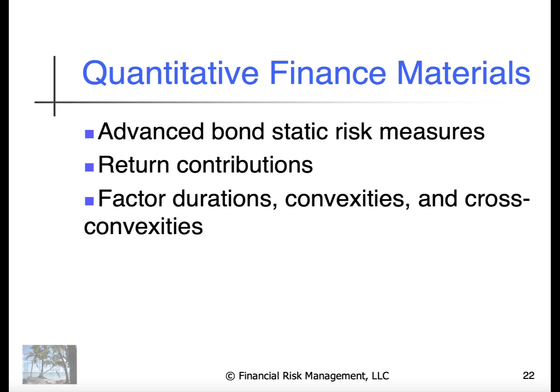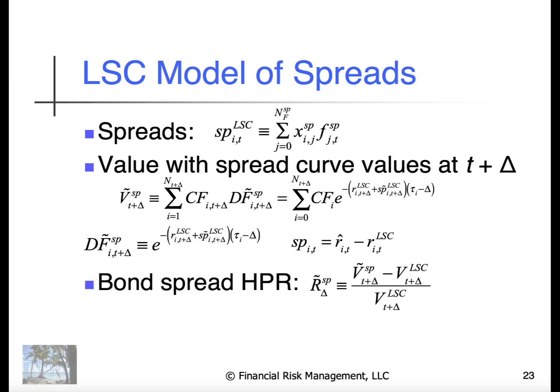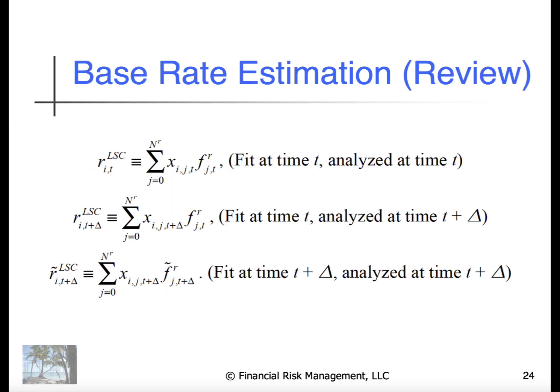We'll be decomposing various static risk measures into component pieces. The spreads using the LSC model are going to follow the same procedure as before. What we'll have is the base curve rate based on the LSC model, and then the spread curve based on the LSC model, from which we can derive the discount factors. The bond spread holding period return, we'll simply look at the effect of the change in spread once we adjust for the horizon effect and the base curve.